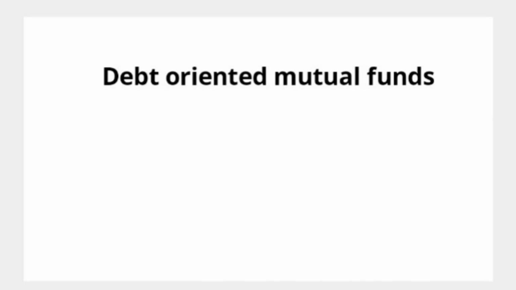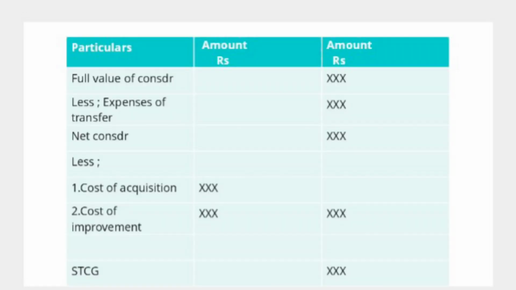Now we are going to discuss the format of short-term capital gain. Do you know the format of capital gains? Full value of consideration is the amount for which you sold the asset in the current year, less expenses on transfer. If you had any expenses on transfer, transfer means transferring of an asset.